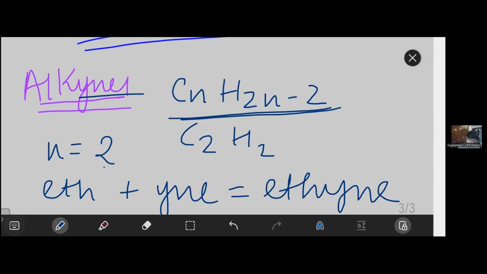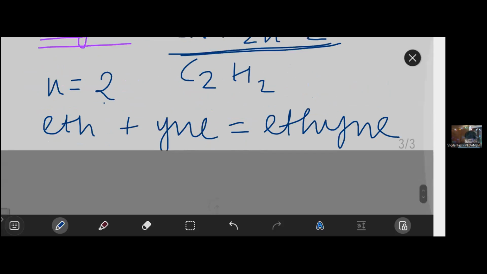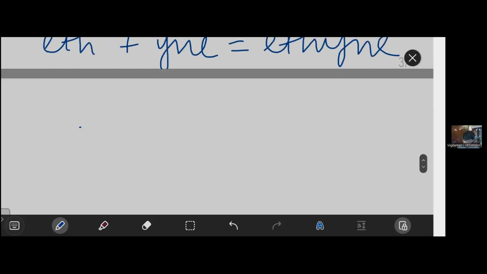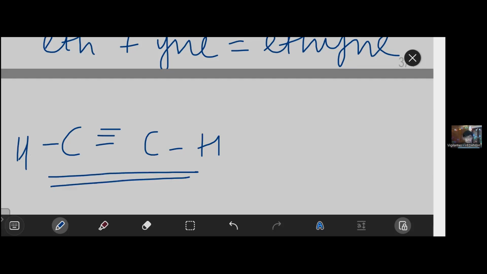Now, as I told, there will be triple bonding between carbon and carbon. So carbon carbon triple bonded, we get one. You get a shape similar to this. Okay?